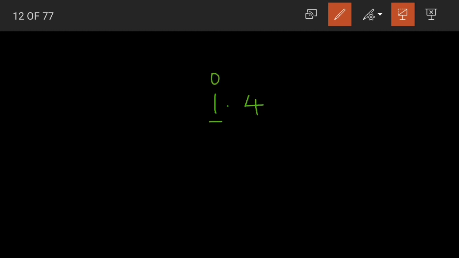1 here is in ones place, we know that. Now what about the decimal part? 4 is in 1/10 place. Now if you are writing the expanded form, how will we write?